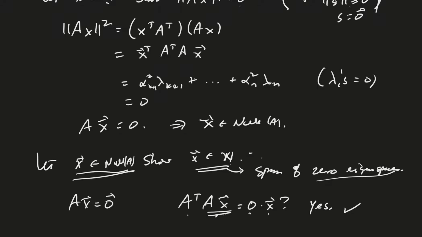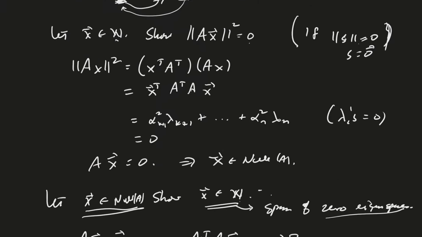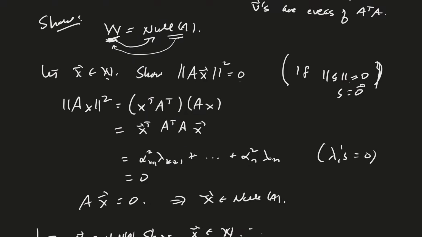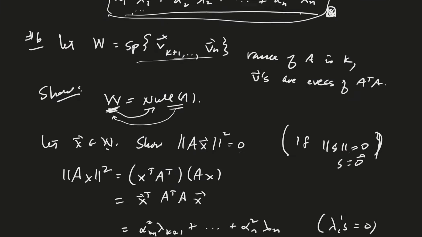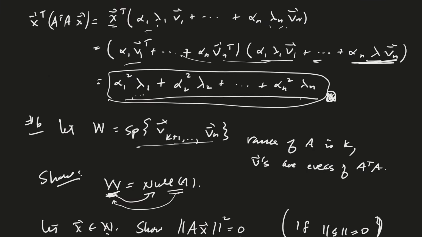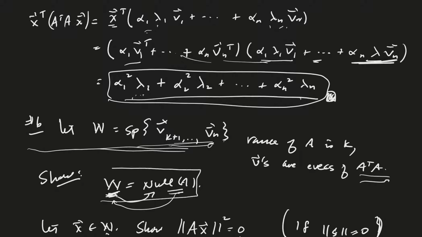Alright, so you might be asking yourself, what in the world was that exercise all about? In number 6, we were showing that if you define W as the span of the k plus first to the nth eigenvectors of A transpose A corresponding to the eigenvalues being 0, then that W is actually the null space of A. Okay, and why is that important?